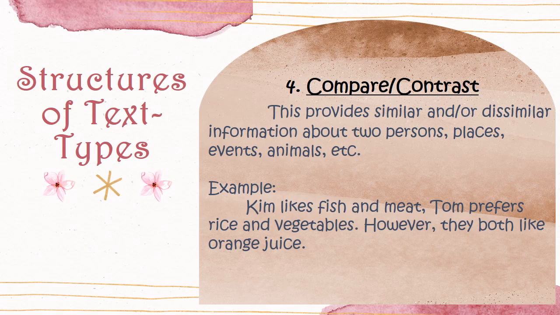Fourth is the compare and contrast. This provides similar and or dissimilar information about two persons, places, events, animals, and others. For example, Kim likes fish and meat. Tom prefers rice and vegetables. However, they both like orange juice. So, pwede rin namang sa text type ay yung nagkukumpara ng pagkakapareho at pagkakaiba ng dalawang tao, lugar, pangyayari, hayop at iba pa.